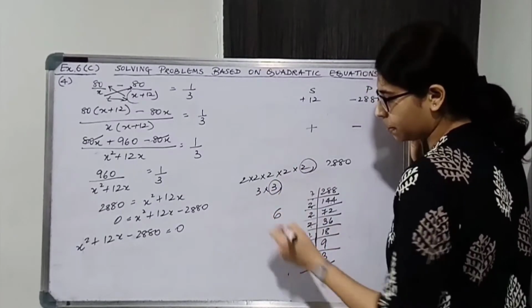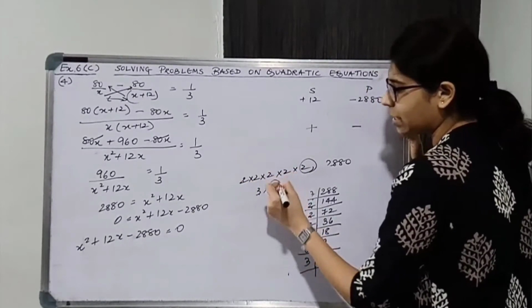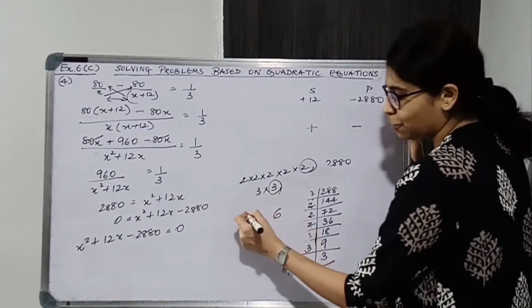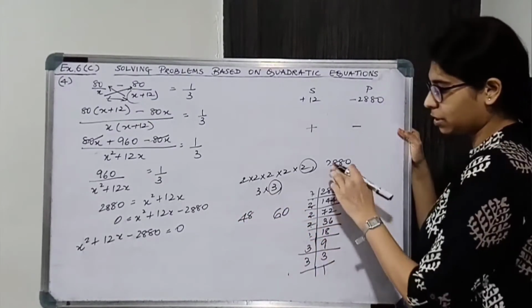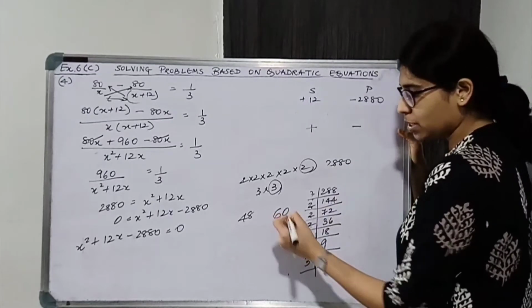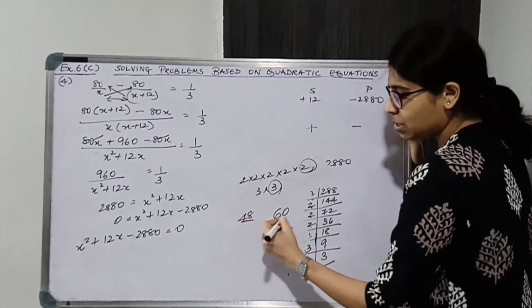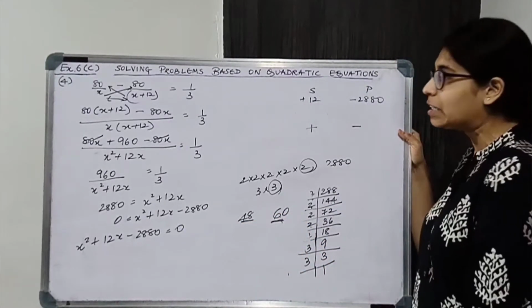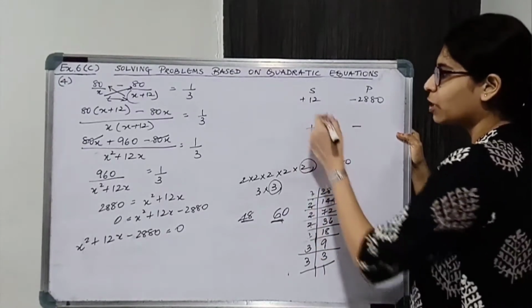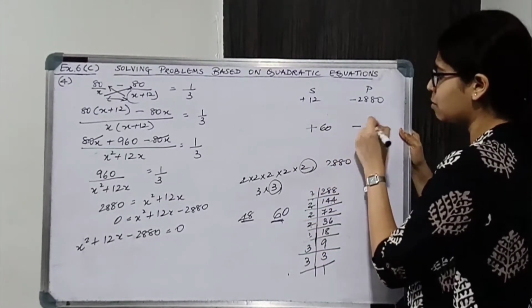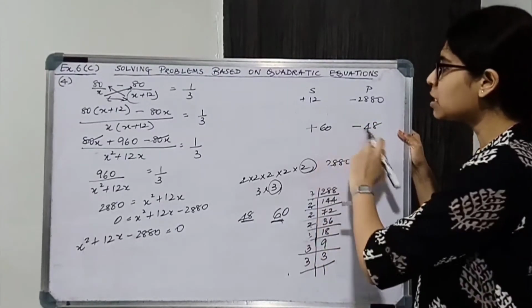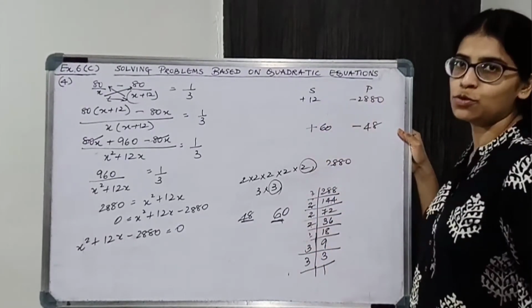So 6 we got. And 2 2s are 4, 4 2s are 8, 8 2s are 16, 16 3s are 48. 48 and 6 with a 0 behind it, 2880. Okay, so that makes 60. Check the difference of 48 and 60. It gives you 12. So the greater factor is 60 and the smaller factor is 48. The difference gives you 12 and the multiplication gives you 2880.